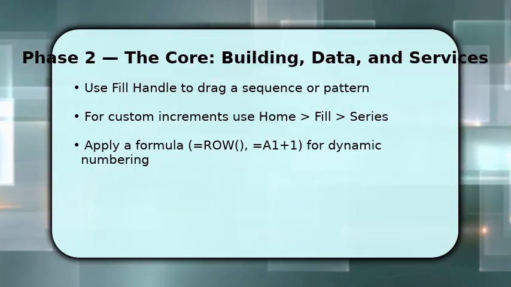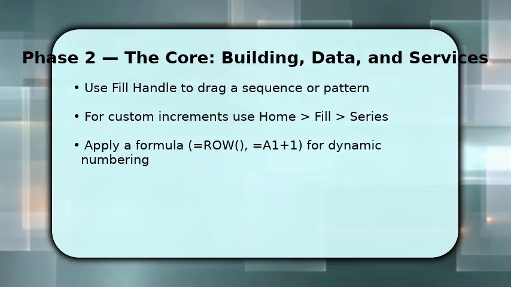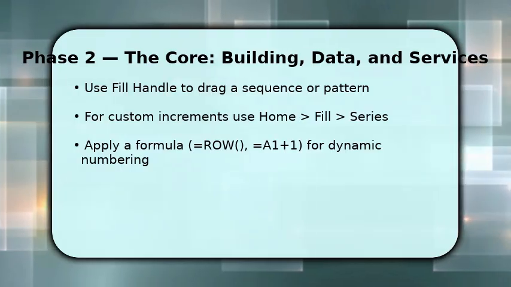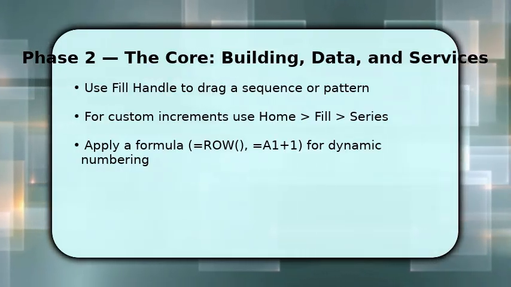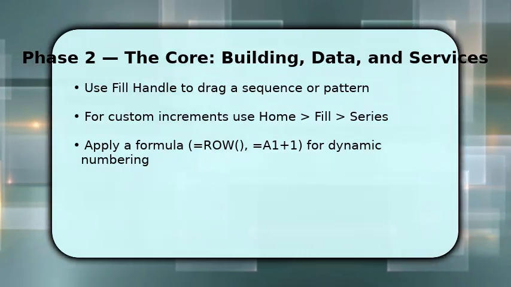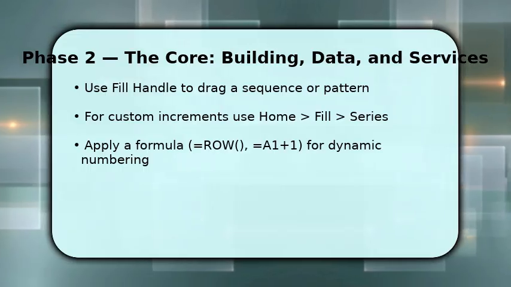If you want dynamic numbering that adjusts to inserted rows, use a formula like =ROW()-1 or =A1+1 and fill down. Formulas update automatically when you add or remove rows.